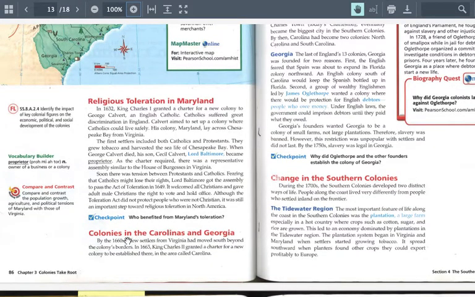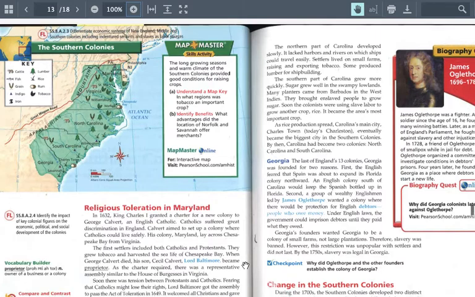Now we get number 4 here, colonies in the Carolinas and Georgia. By the 1660s, you're starting to get settlers from Virginia. They start actually going south out of Virginia's borders. So eventually King Charles II is going to grant a charter in 1663 to set up the Carolinas. And this is not a specific person or anything like that. It's kind of a group of people that are given a charter to set up the Carolinas.